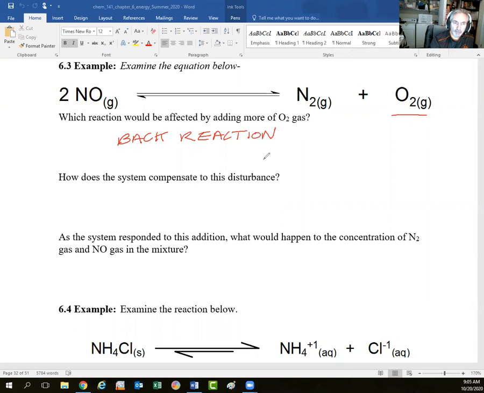So how does the system compensate? Well, if we've added too much, we have too much, equilibrium moves away from that chemical. We're moving from right to left to compensate for having too much. We're moving in the direction of the back reaction. So we can say that the back reaction is favoured. We move from right to left. That's a movement favouring the back reaction.